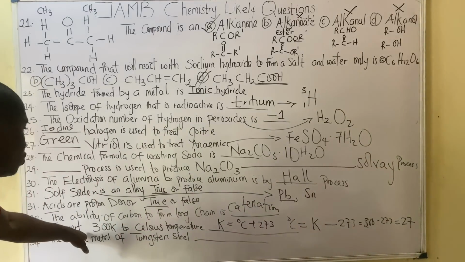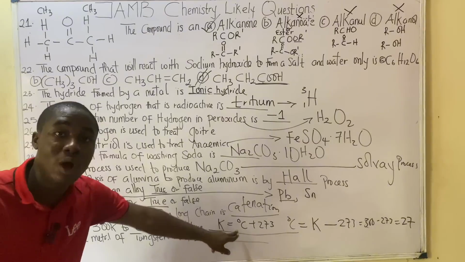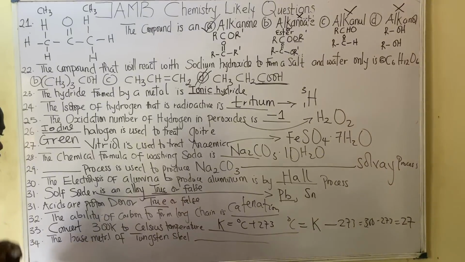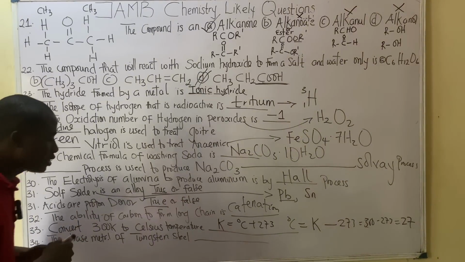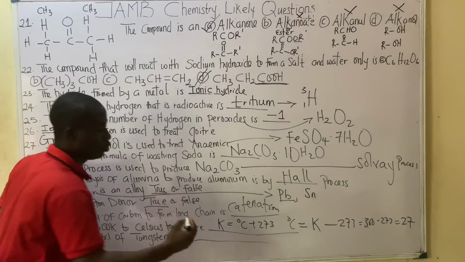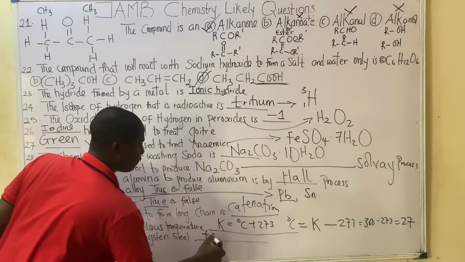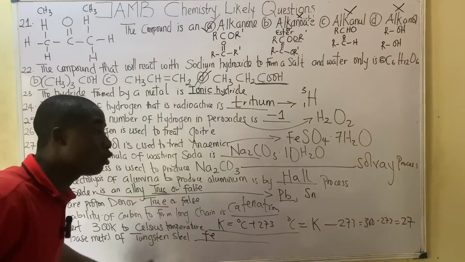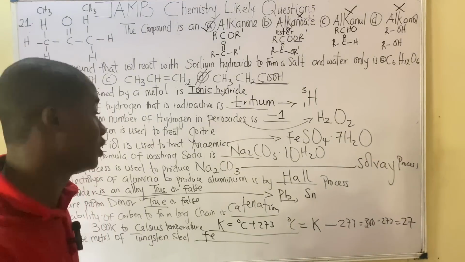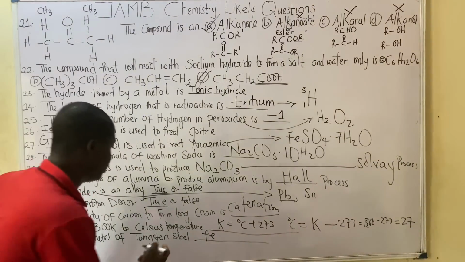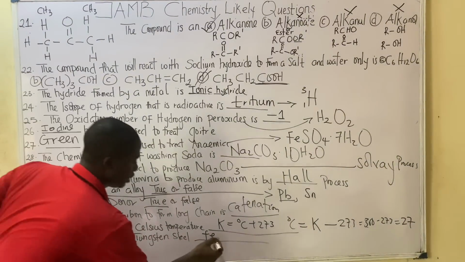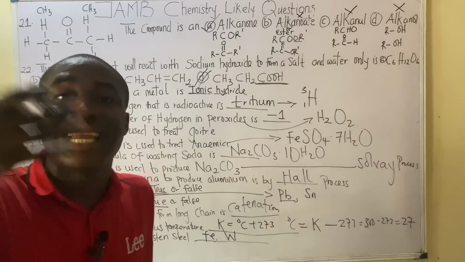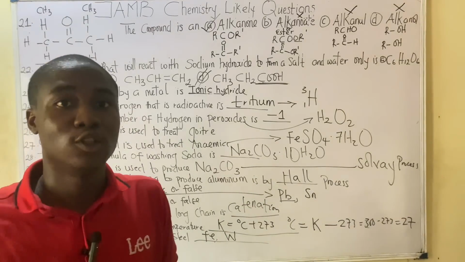For what now? This question is simple. This is a question you must know. Kelvin is equal to degree Celsius plus 273. Question number 34 says the base metal of tungsten steel is called iron, Fe. The most important element here that actually forms this alloy called tungsten steel is iron. What are the two elements that form tungsten steel? Is iron and also tungsten. Tungsten is an element which is symbolized as W. So this must be noted.